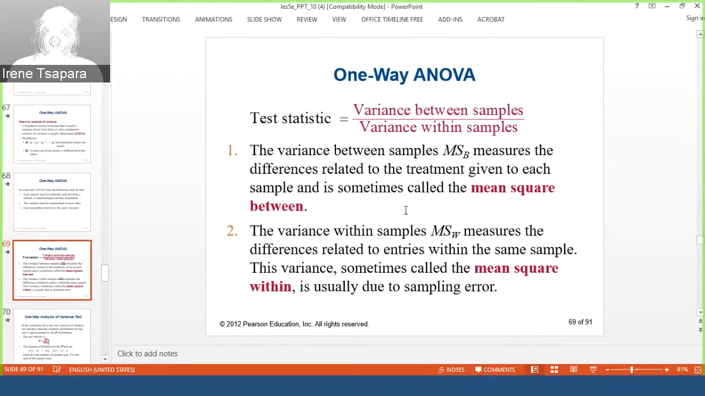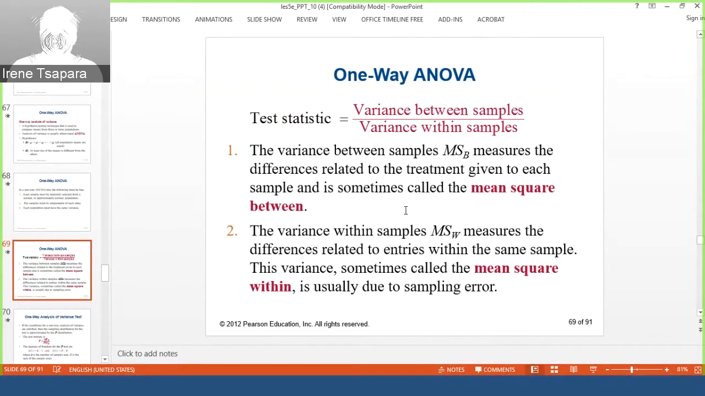The variance between samples measures the difference that is related to the given sample. It's also called mean square between. The way that we notate each one of the different variables and formulas here is a little bit awkward, and in my opinion, you need to see the actual example in order to understand the differences.